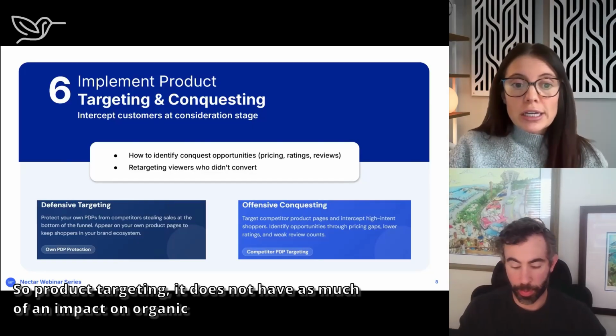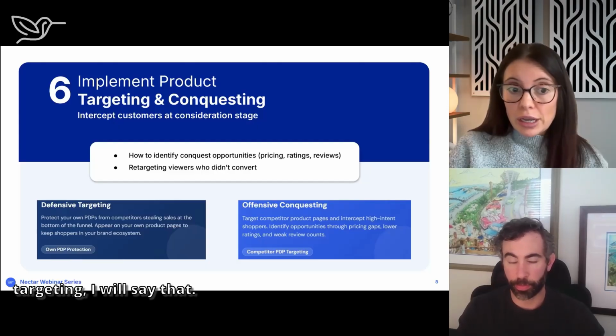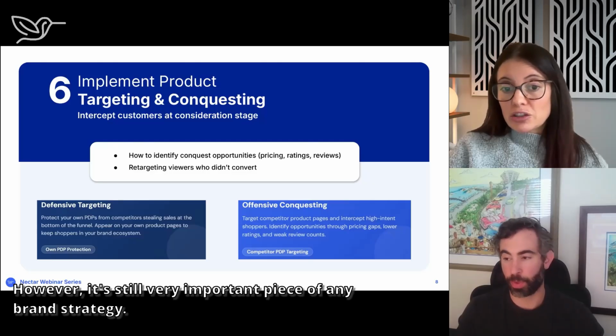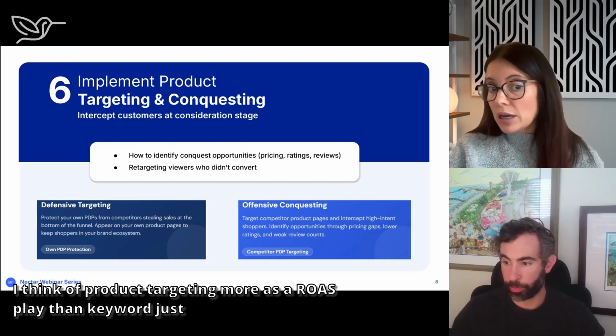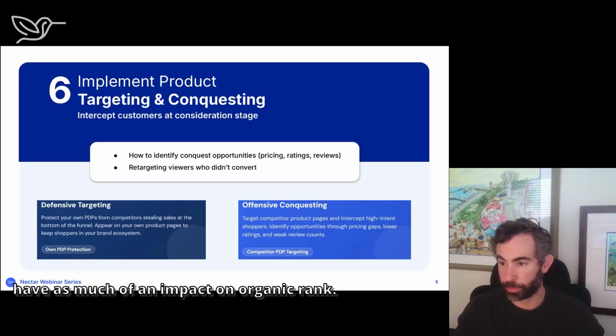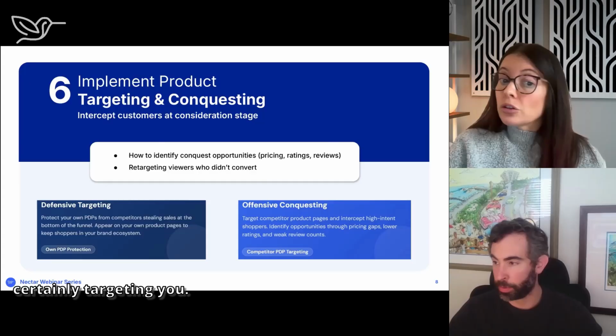Product targeting does not have as much of an impact on organic rank as keyword targeting, I will say that. However, it's still a very important piece of any brand strategy. I think of product targeting more as a ROAS play than keyword, just because it doesn't have as much of an impact on organic rank. But if you're not leveraging this, your competition has a leg up, and it's certainly targeting you.